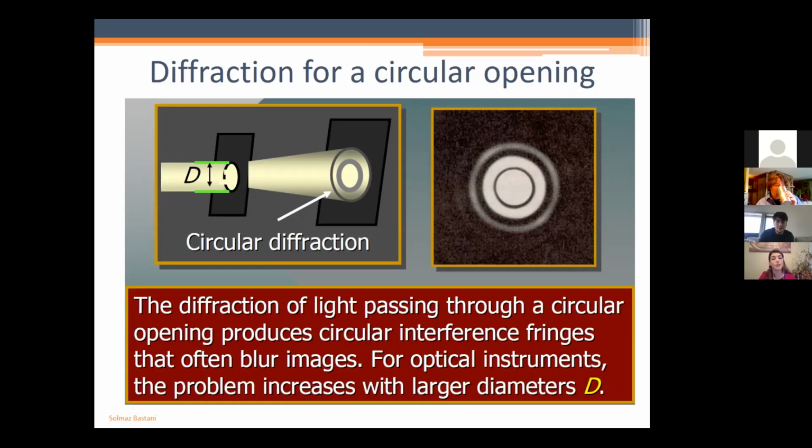Now, this is problematic when it comes to optical instruments, for example, telescopes, right? Even the Hubble telescope suffers from diffraction because then you get a blurry image.